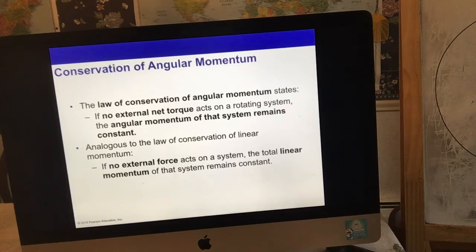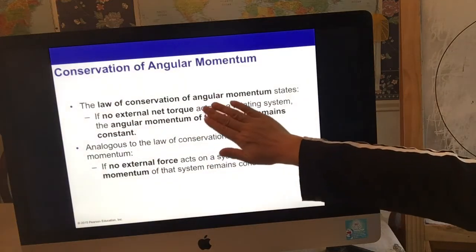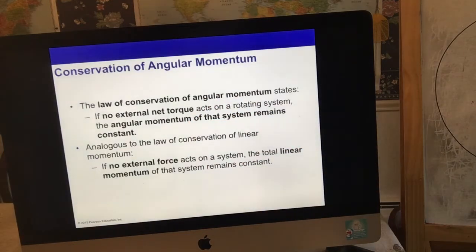Similar to the linear momentum conservation principle we learned before, if we don't have an external net force, then the linear momentum of the system is conserved, which we learned in chapter 6. So if we have no external net torque, the angular momentum is constant.